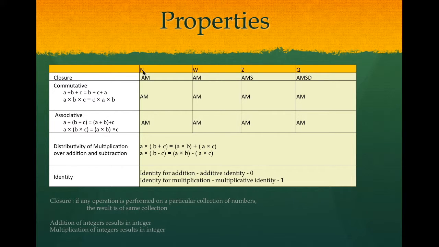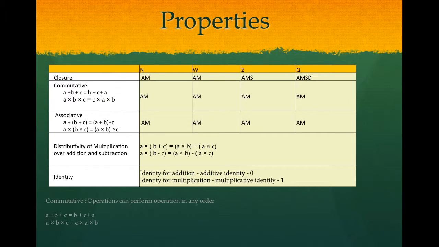So we see that natural numbers and whole numbers are closed under addition and multiplication, but they are not closed under subtraction and division. So that is why S and D are not written here. And rational numbers are closed in all the four operations.